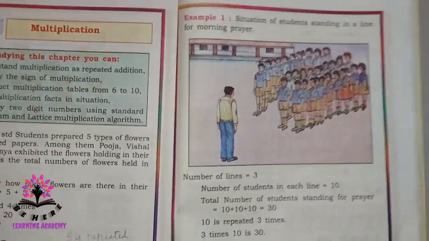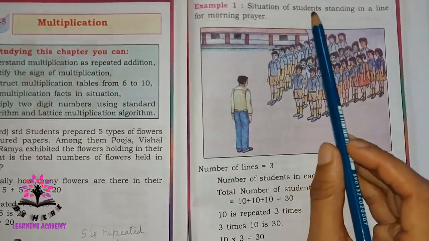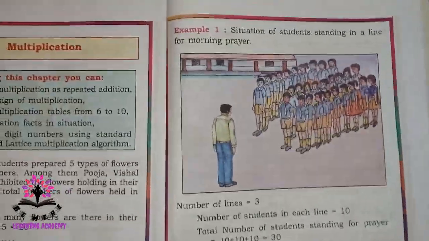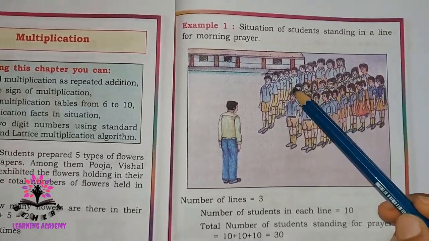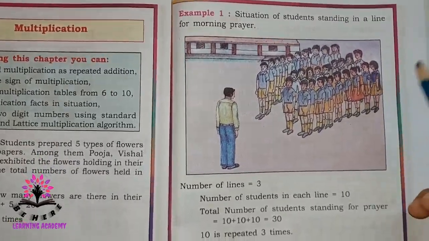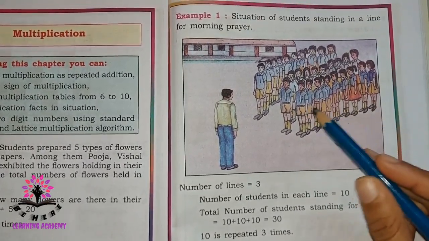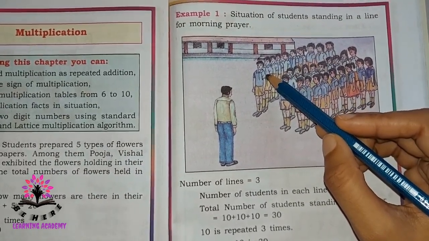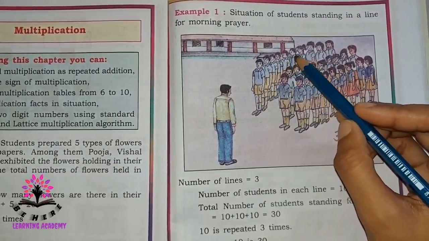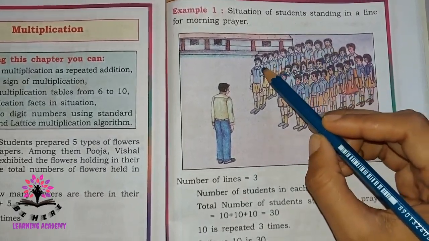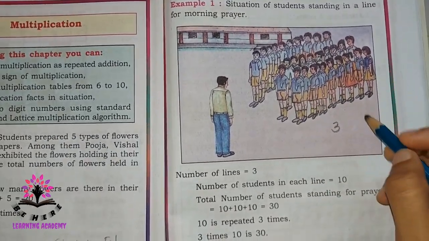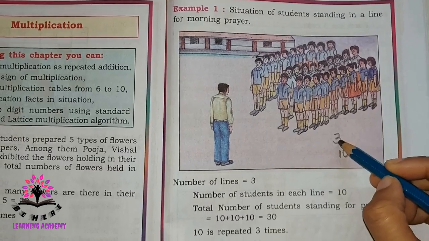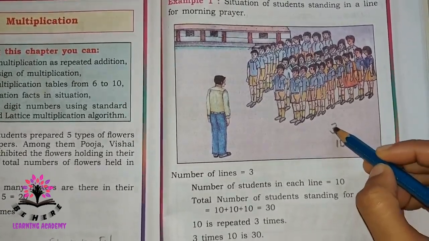Now, let us move on to the next example. Situation of students standing in a line for a morning prayer. You see here, students are standing in a line. Tell me how many lines are there here? Yes, there are 3 lines, correct? And in each line, how many students are there? Let us count 1, 2, 3, 4, 5, 6, 7, 8, 9, 10. So, in each line there are 10 students. 10 is repeated 3 times, correct?